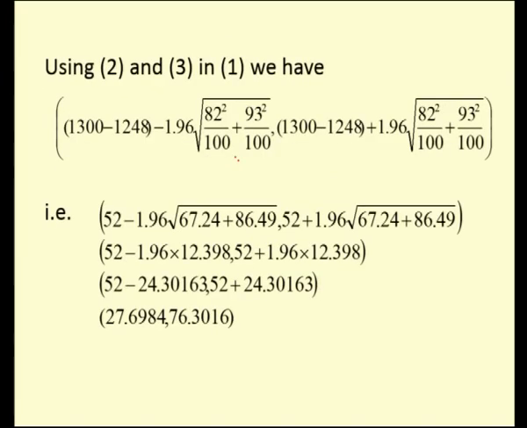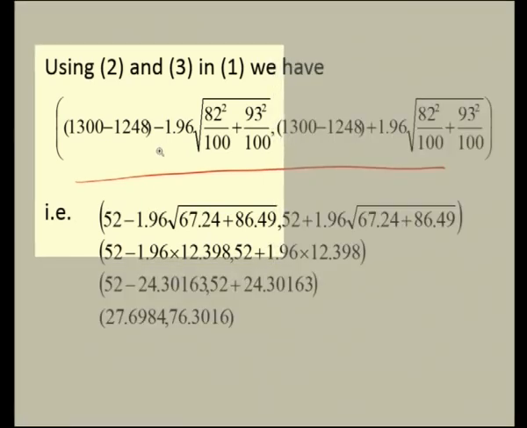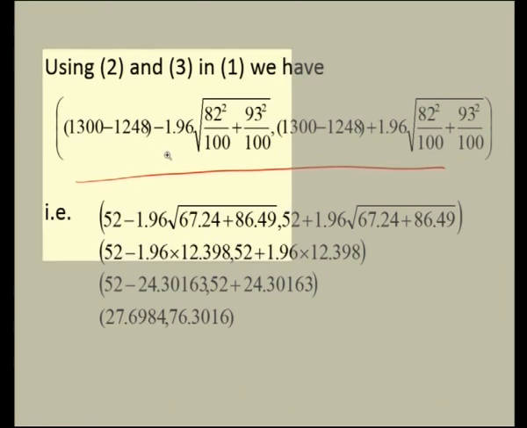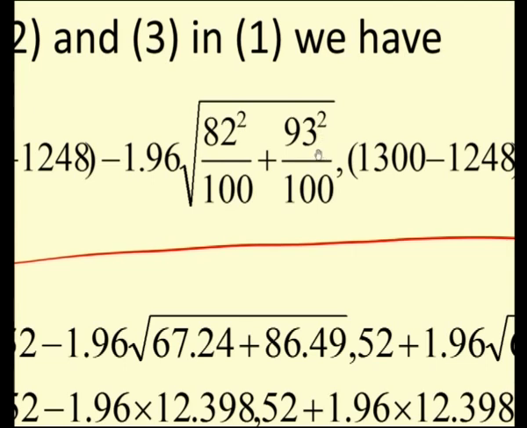The given equations will take this particular form, that is 1300 minus 1248, namely your x1 bar minus x2 bar, minus the table value times the standard deviation, and this is going to be your standard deviation for the second sample. So when you take it, it becomes a variance, 93 squared.